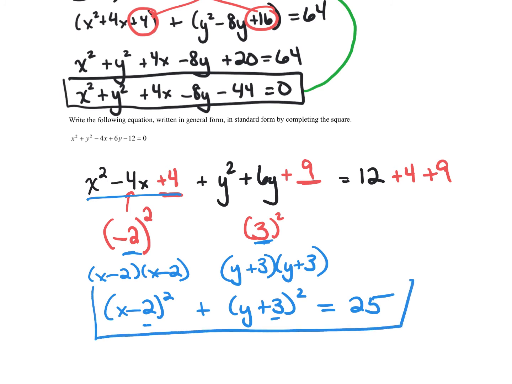So this circle has a center of (2, negative 3) and a radius of 5. That would have been very difficult to see originally in the general form, but when you put it in standard form, not so hard at all.